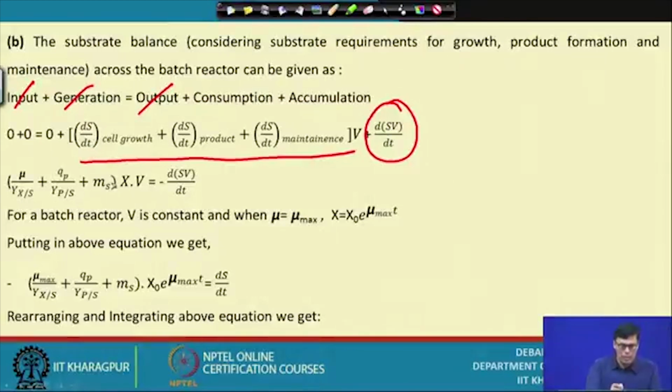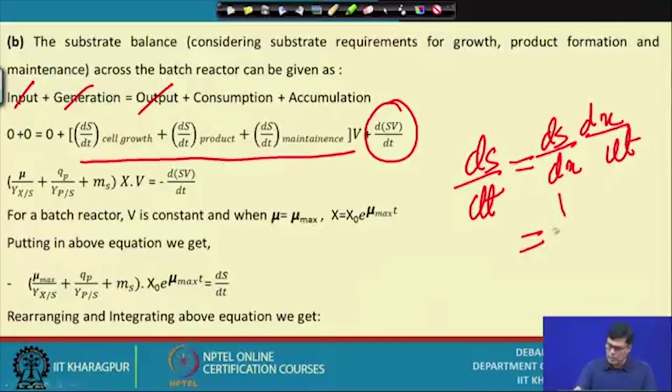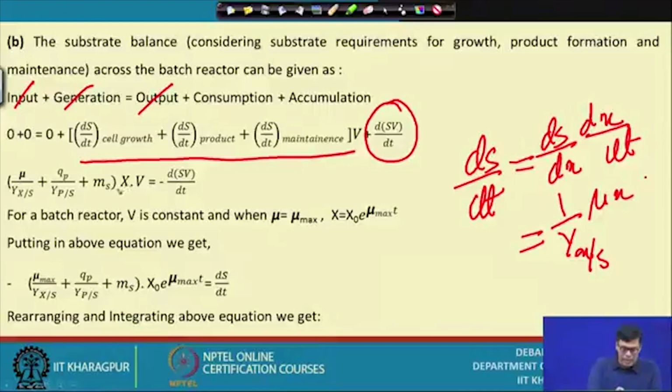For cell growth, how can you calculate? I told you, dS by dt is equal to what? This is dS by dt. I can easily write dS by dX into dX by dt. I showed you before also, just repeating. This is 1 by Yx/s, and this dX by dt is mu into X. The X I have taken common. So mu into X divided by Yx/s will give you the substrate required for the cell growth. Now similarly, we can also find the substrate used for the product.